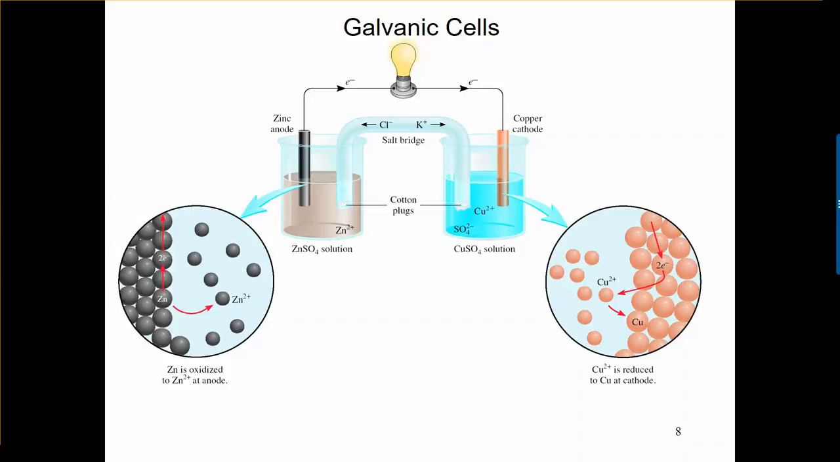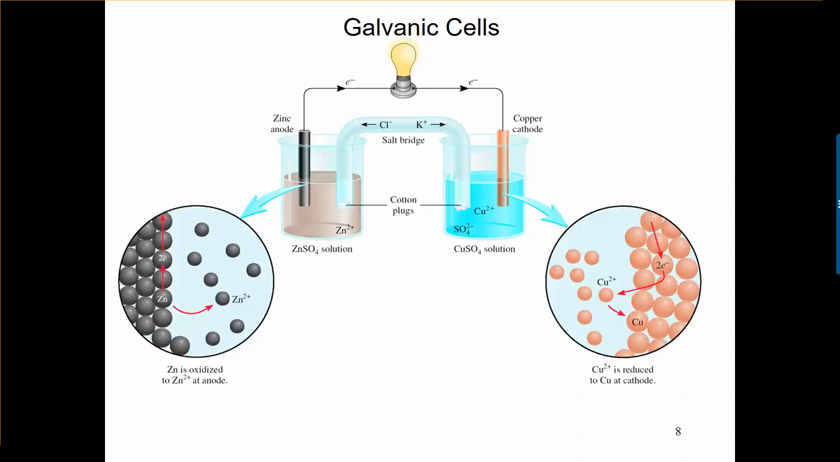Okay, so that's balancing redox reactions. We'll do a few examples of those here in a little while. But now let's further understand this concept of oxidation reduction, and how these processes can conduct electricity. In a lot of cases, they conduct it spontaneously.